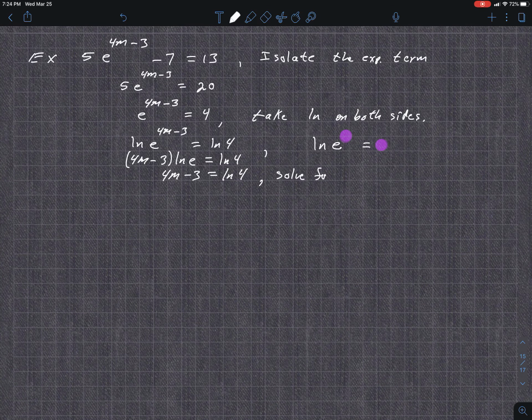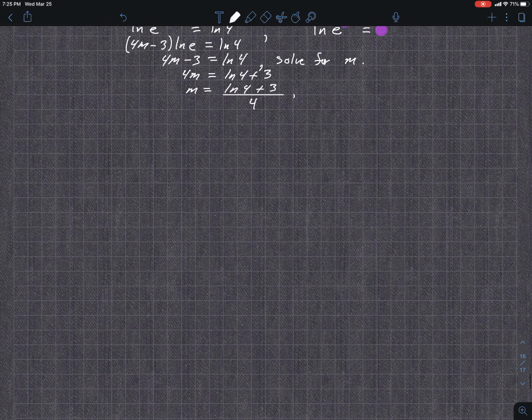So now you want to solve for m. So 4m equal to ln 4 plus 3. And then just divide by 4. So m is equal to ln 4 plus 3, divided by 4. Okay, and that's it. That's your exact solution. Okay, next case. Let's do another example.